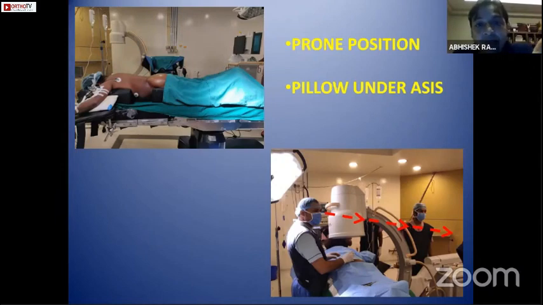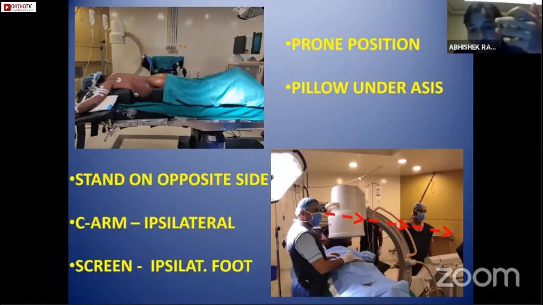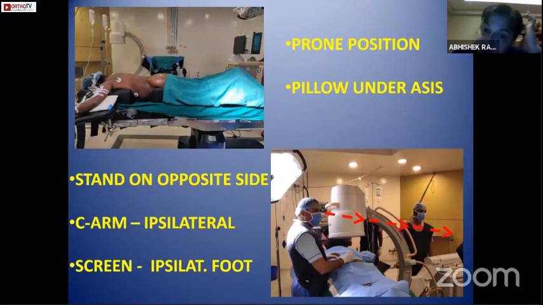These are the diagrams. So the patient has been put in the prone position. A pillow is kept under the ASIS. Generally, the person who will be injecting, in this case me, is standing on the opposite side of the concerned joint. The C-arm is kept on the ipsilateral side, and the screen is kept at the ipsilateral side foot end. So that arrow actually marks the screen side.